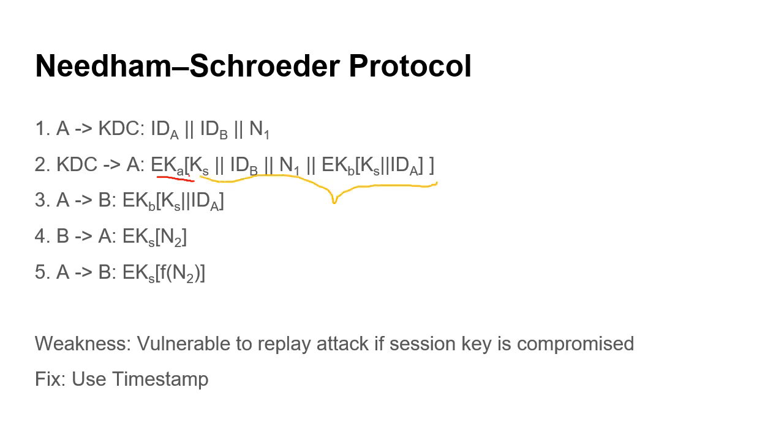So what information is it sending? It is sending the ID of B, that is the receiver's identity, the session key, and the nonce which has been received from A. Along with it, it appends information which is encrypted with B's secret key, that is KS and IDA. Now A receives this information, decrypts it and retrieves it.